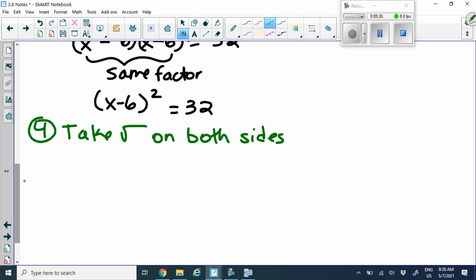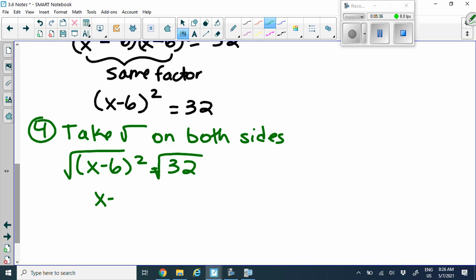I'm going to rewrite this: x minus 6 squared equals 32. Because remember, how do we get rid of that square? We square root. So I get x minus 6. Now, before I do anything with that 32, is that a perfect square? No. But is there a perfect square that goes into it? Yes. So we need to simplify.